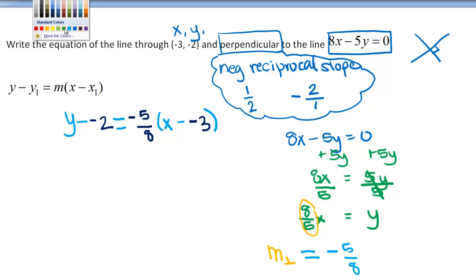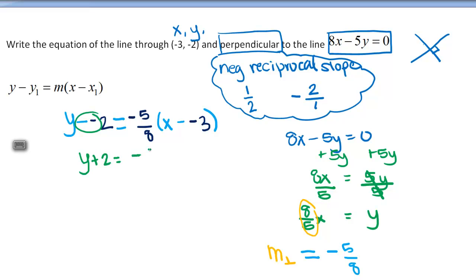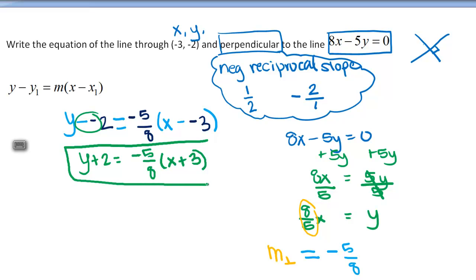Then I'm just going to clean things up. A negative and a negative make a positive. Negative times negative is a positive. So you're going to write y plus 2 equals -5/8 (x plus 3). And so, how would I check my answer? Here's my answer, by the way. Now you can clean this up and put this in slope-intercept form, but I've showed that in another video, so I'm going to focus on checking my answer in this form.